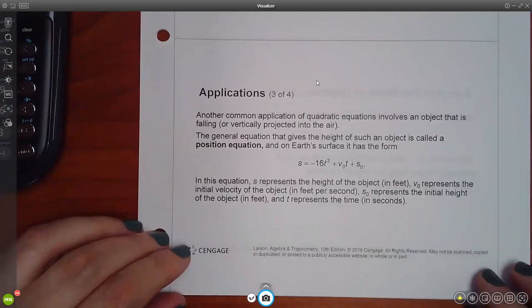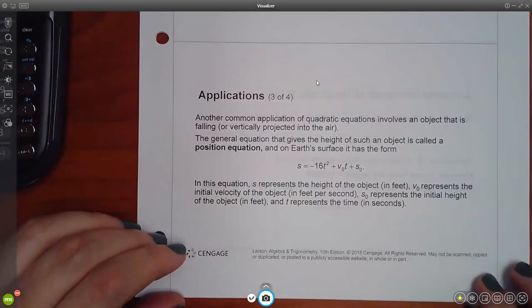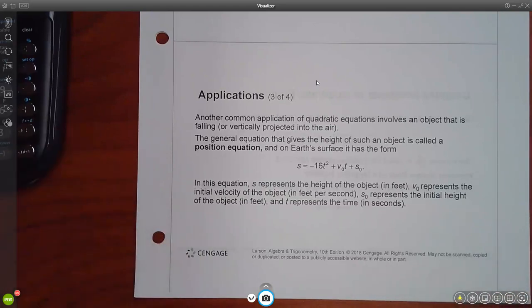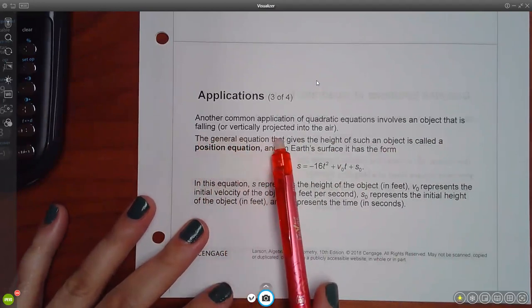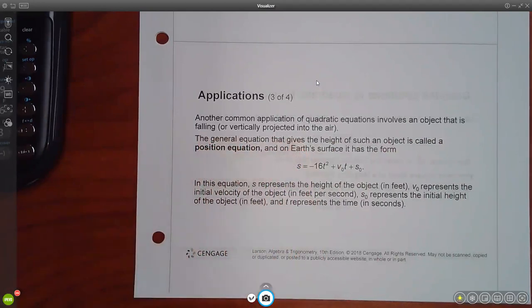So another kind of application that we commonly see is stuff that has to do with projectiles. It says this involves an object that is falling or is vertically projected into the air. So the only motion that is happening in real life is that you're at the top of the building or you're standing up and you drop something. So the item is just having a straight path, right? It's just falling straight down. Or if I took a ball and threw it exactly vertically up, it's just going vertical. That's the motion of the object.